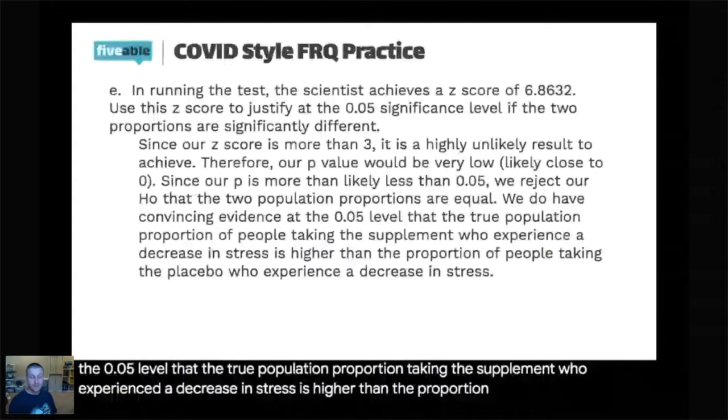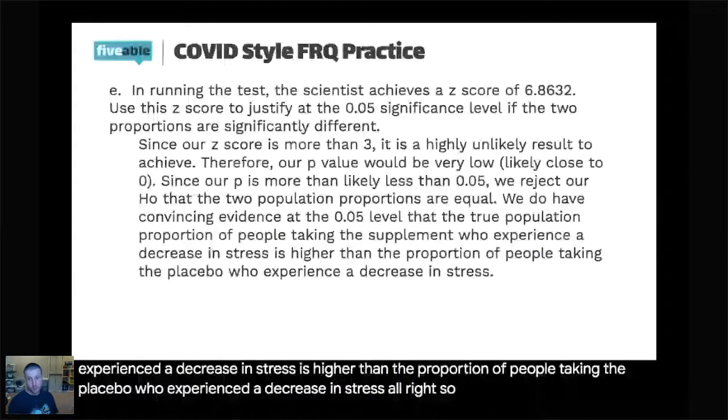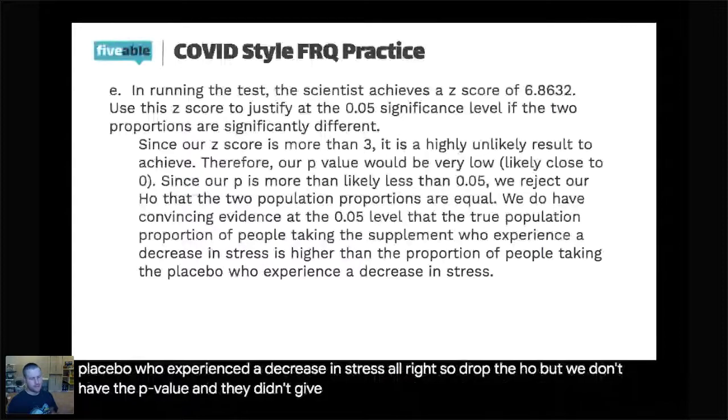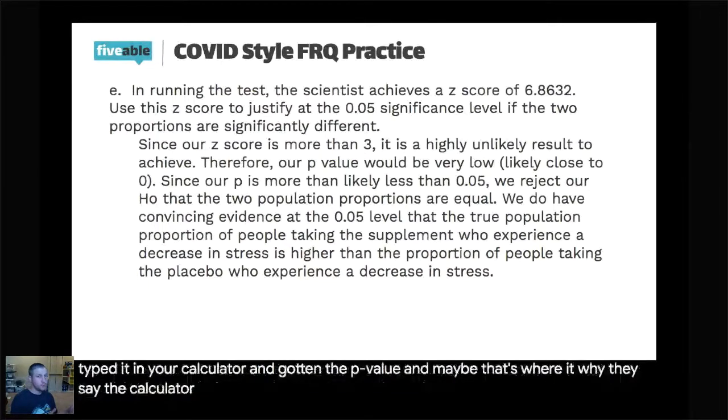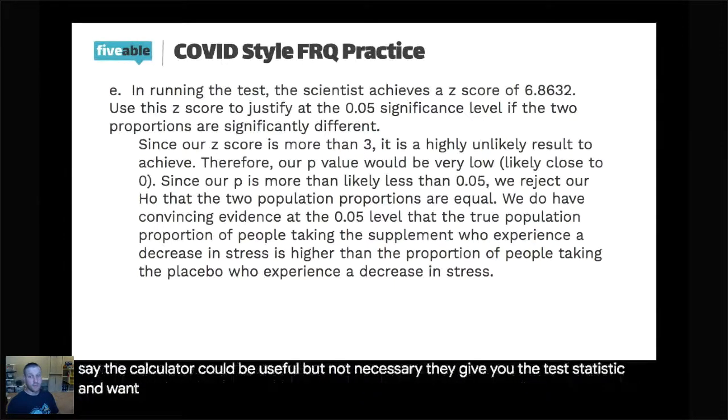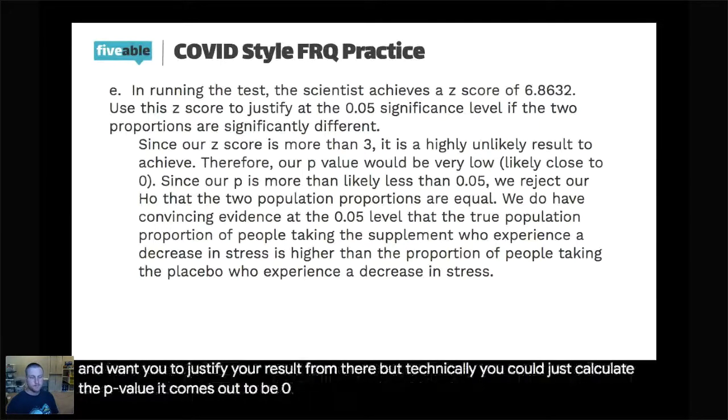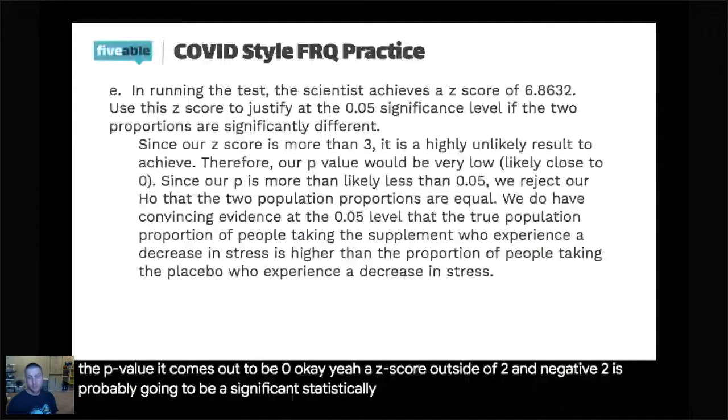All right, so it's along the same lines of p is low, drop the H-naught, but we don't have the p-value. I guess technically you could have typed it in your calculator and gotten the p-value, and maybe that's why they say the calculator could be useful, but not necessary. They give you the test statistic and want you to justify your result from there, but technically you could just calculate the p-value. It comes out to be 0, okay? But yeah, a z-score outside of 2 and -2 is probably going to be statistically significant enough that you can reject the H-naught.